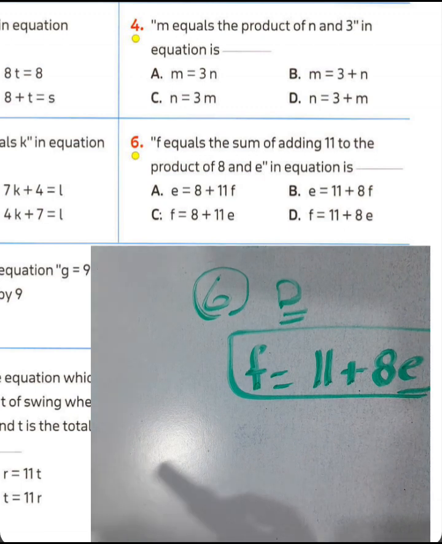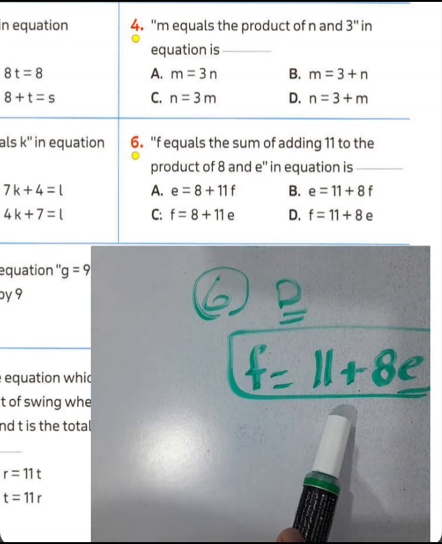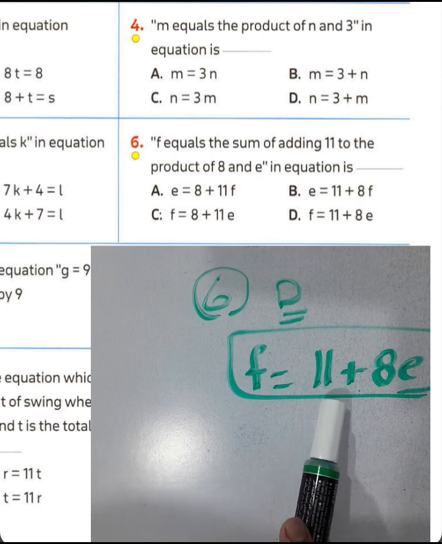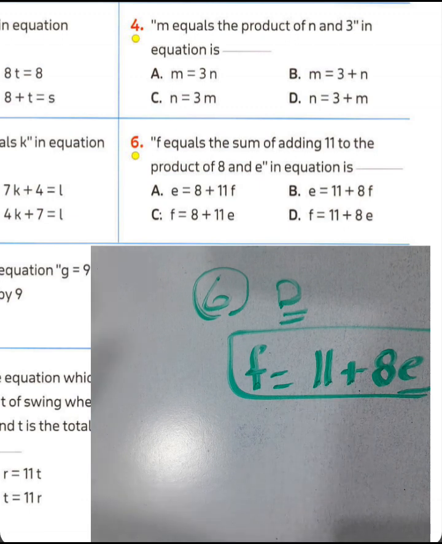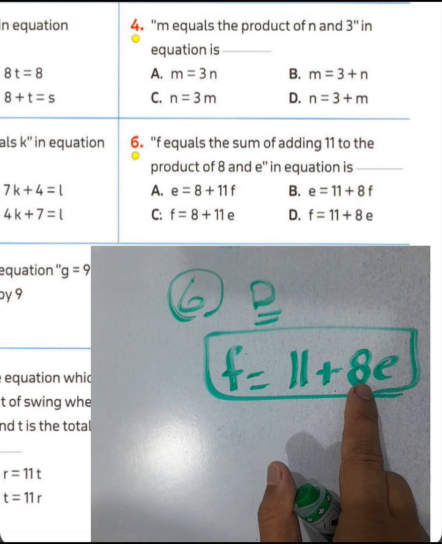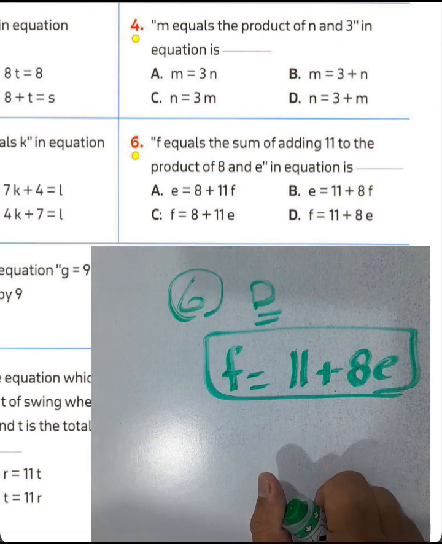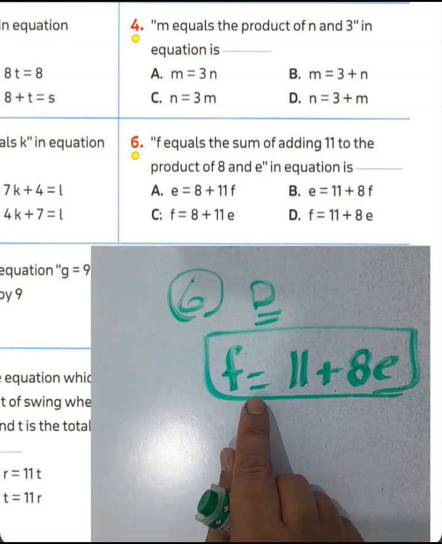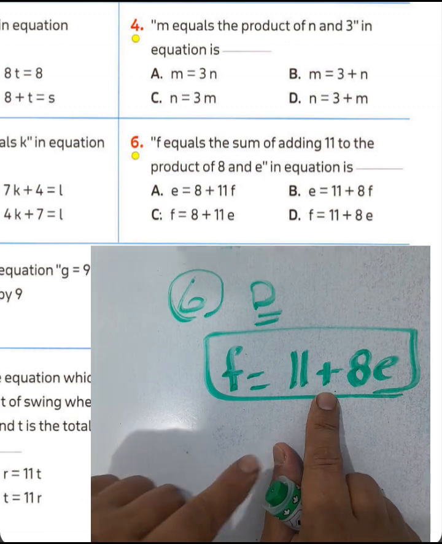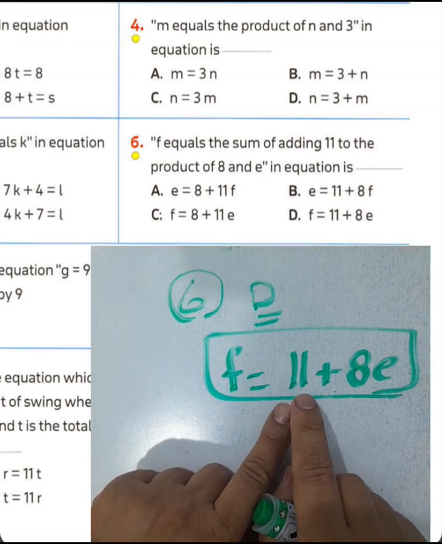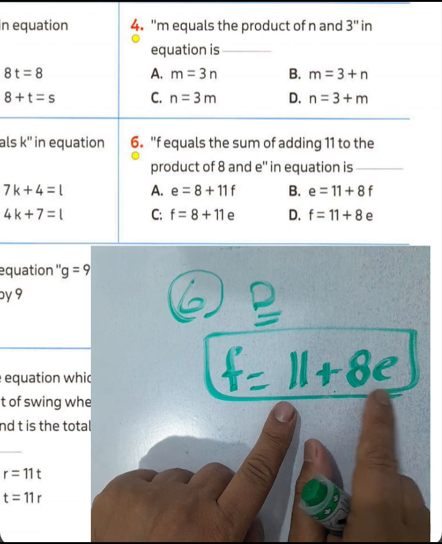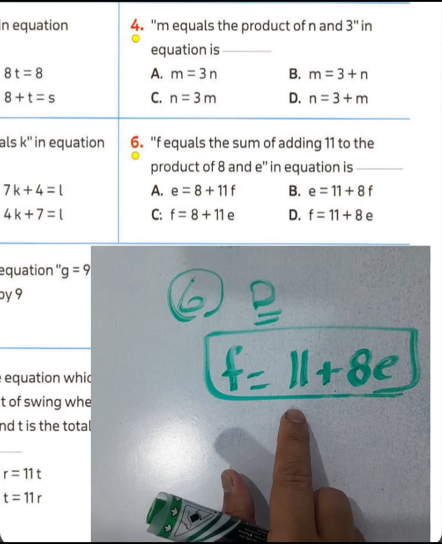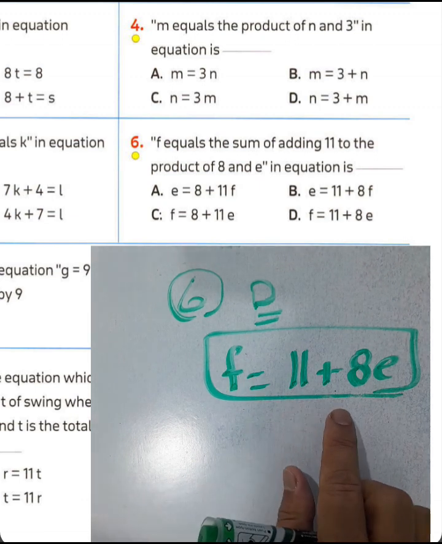Understood? F equals the sum of adding 11, adding meaning plus, adding 11 to the product of 8 and E. Understood? Product between 8 and E means multiplication. Again, F equals the sum of, meaning adding 11 to what? 8 product E. 8 product E means 8E. F equals the sum of adding 11 to the product of 8 and E.